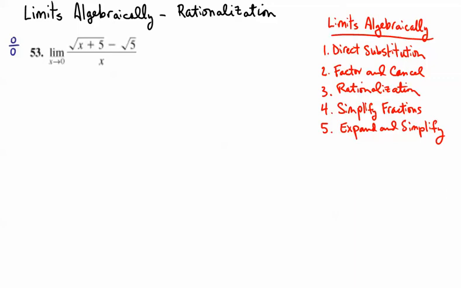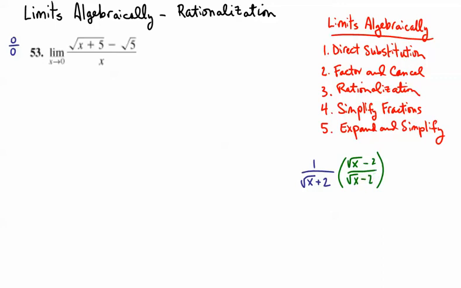The third method, which we usually use whenever we see radicals or a radical expression in a limit, is based on what we learned in Algebra 2 and Pre-Calculus about rationalizing denominators. For example, if we had the expression 1 over square root of x plus 2, and we were trying to rationalize, or get rid of the radical in the denominator, then we would multiply the top and bottom by the conjugate of the radical expression. In this case, that would be square root of x minus 2 over square root of x minus 2.